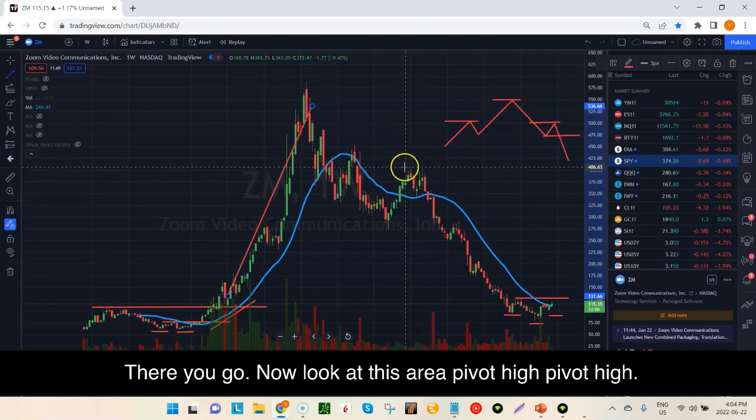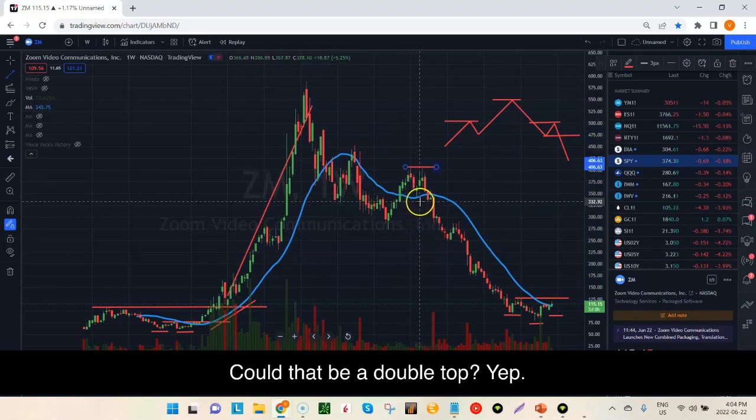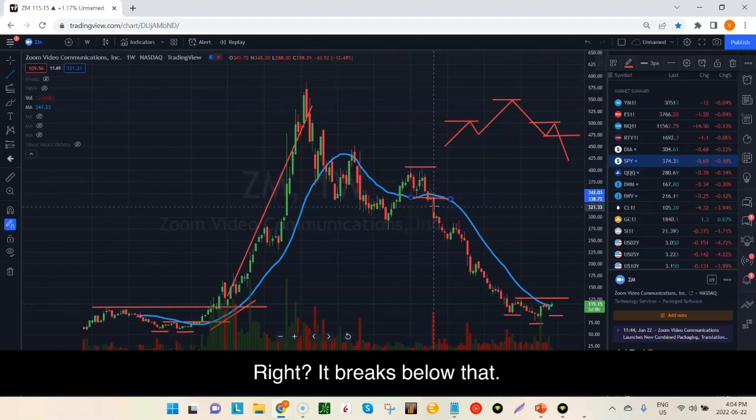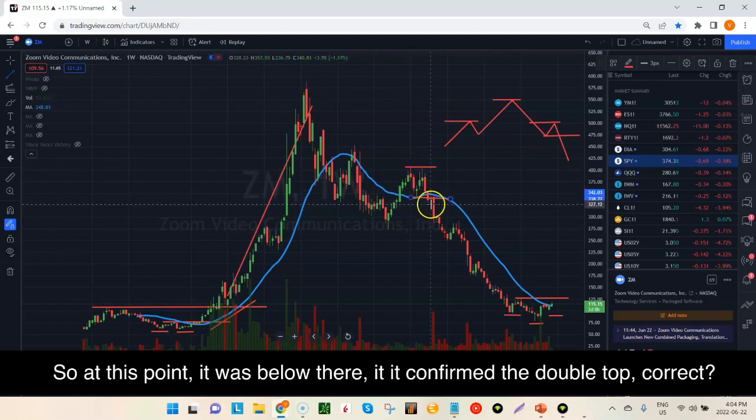Now, look at this area. Pivot high, pivot high. Could that be a double top? Yep. When would it be confirmed? When you take the lowest point between those and price breaks down, right? It breaks below that. So at this point, it was below there. It confirmed the double top, correct?